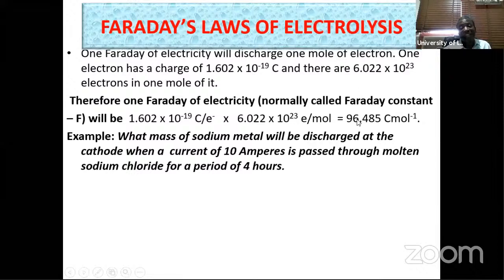I know you know the Faraday constant all along, but I'm not sure if you know how it was derived. This is the way it has been derived. So when you look at this, this is now coulomb per mole. So you have examples here.